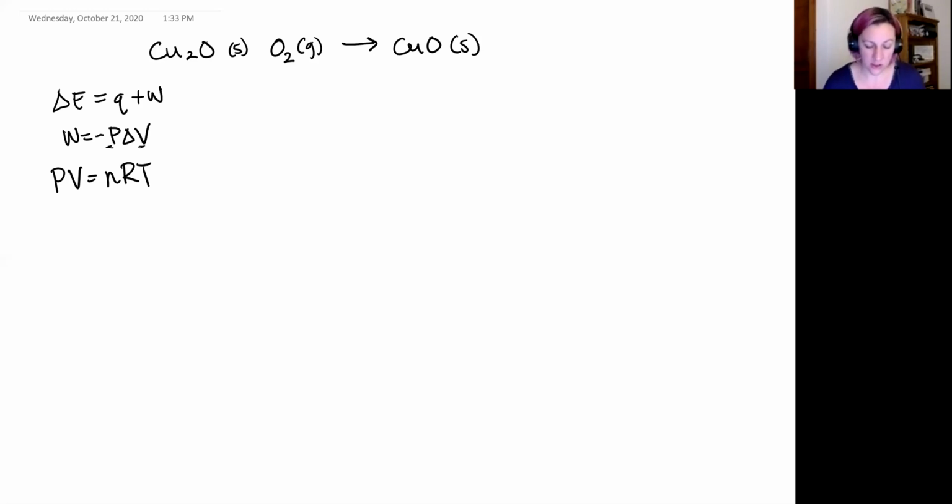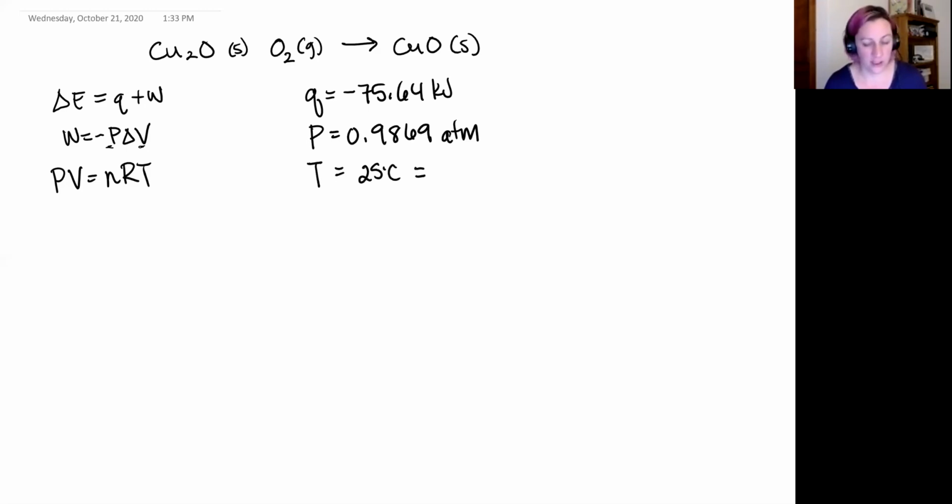So what we're going to do is assume for this reaction, where we have copper oxide and oxygen combining to form copper oxide, we're going to take a look at what the change in internal energy would be. And we're going to know a little bit of information. We know that the heat transferred is negative 75.64 kilojoules, and the pressure of the system is 0.9869 atmospheres. And the temperature is equal to 25 degrees Celsius, and in Kelvin, that'd be 298.